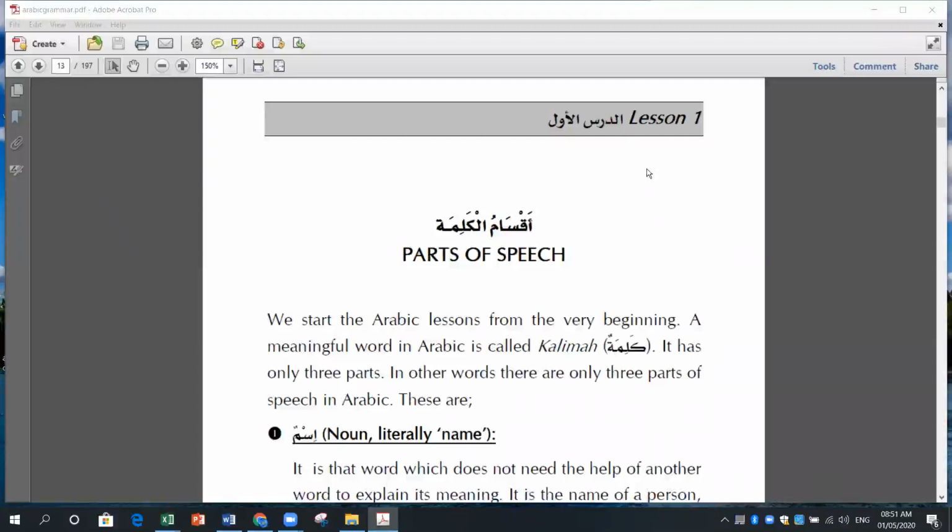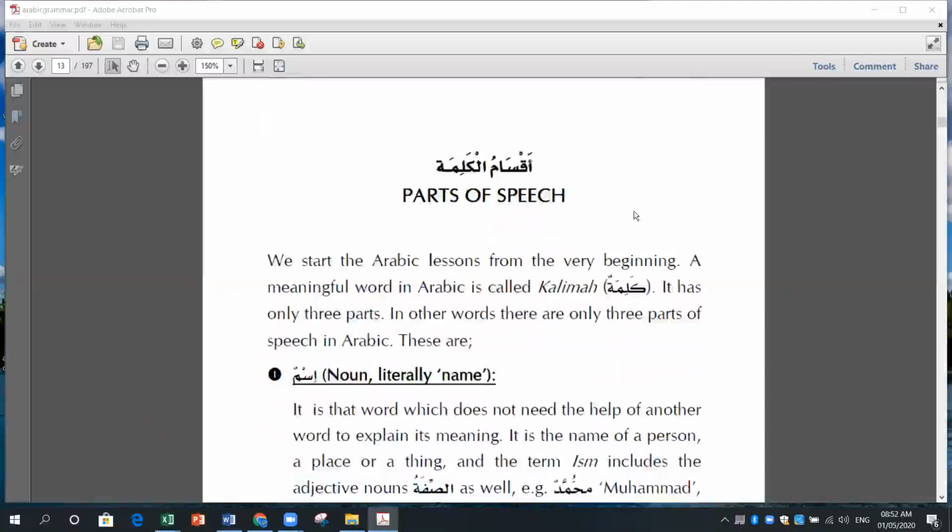Okay, so in the first class, we just learned about the parts of speech. Definitely, when we are going to understand sentences and words, we have to recognize the different parts of that sentence, of that speech. And we saw that there are three main parts of speech in Arabic.